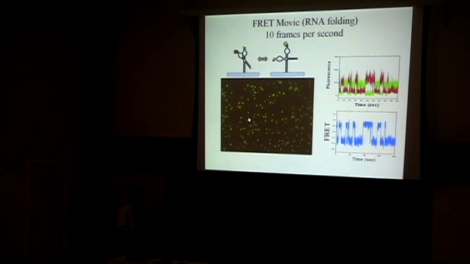So then you can measure the intensity of the green and red channels of a single molecule and plot this as a function of time. You can see they are going up and down in an anti-correlated manner due to the folding and unfolding reaction. You can also calculate the FRET efficiency, which is approximated by the ratio between the red intensity and the total intensity of the molecule. So when FRET is high, that means you get red high, green low, and the two molecules are very close to each other.